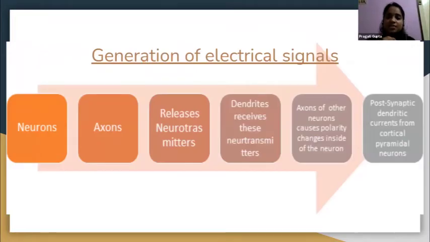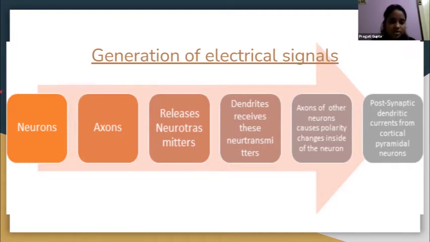So how are these electrical signals generated? It might seem we have all studied how the action potential works, but this is a different generation of electrical signals. It's not from action potential. We have postsynaptic potential working here in EEG.